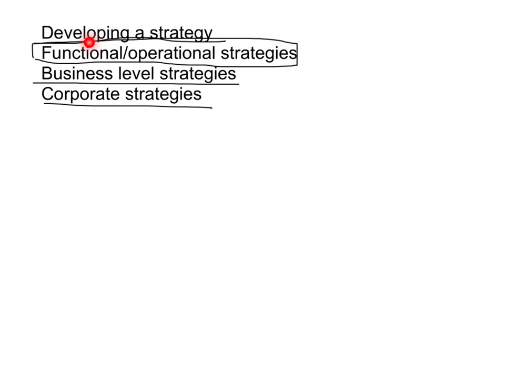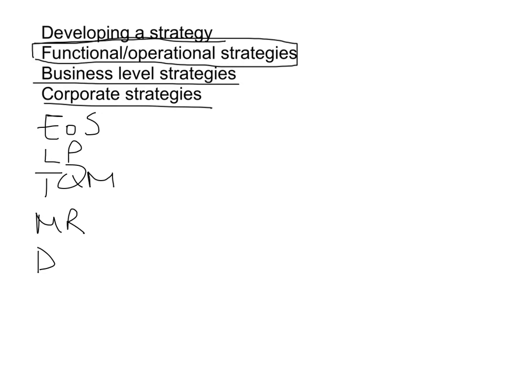So, just to remind you, I'll put them down in shorthand. It might be things like economies of scale. It might be things like lean production or total quality management. Or it might be market research, distribution, motivation, training, or waste management. So any of those we could class as being functional strategies.